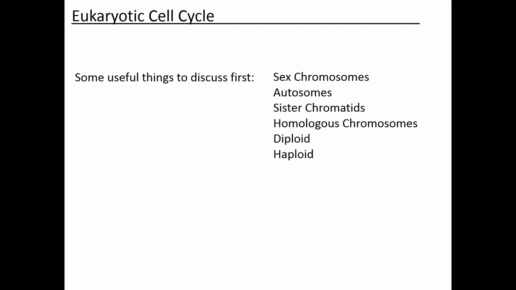Homologous chromosomes are going to be more important when we talk about meiosis. Homologous chromosomes are a pair of chromosomes. This is how we're going to define it for this class: homologous chromosomes are a pair of chromosomes that carry the same set of genes. We can expand that definition to say that homologous chromosomes are the same size and have the same banding pattern in a karyotype. But the most important thing for this class is to remember that a pair of homologous chromosomes are going to carry the same set of genes.